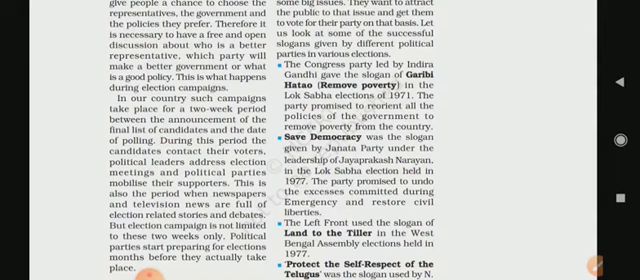Next, the Left Front party used the slogan Land to the Tiller. Students, what is a tiller? A tiller is a farmer. Okay, what is the meaning of tiller? A farmer. So in the West Bengal assembly election held in 1977, the Left Front party formed the slogan Land to the Tiller. This slogan was meant to give land to the farmers.